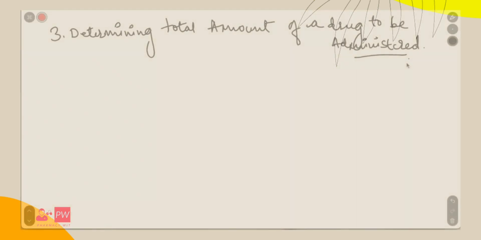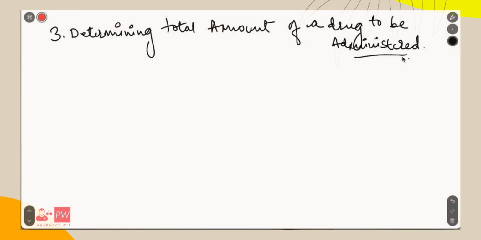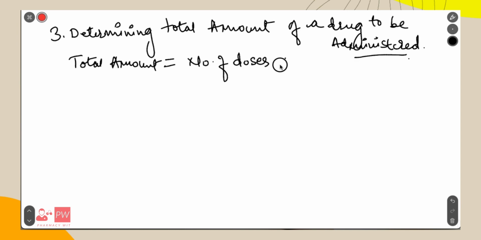Now the third one is determining the total amount of a drug to be administered. To determine the total amount of a drug to be administered, given the total number of doses and the quantity of drug in each dose, multiply the number of doses by the quantity of each dose. So the total amount will be number of doses multiplied by size of dose.